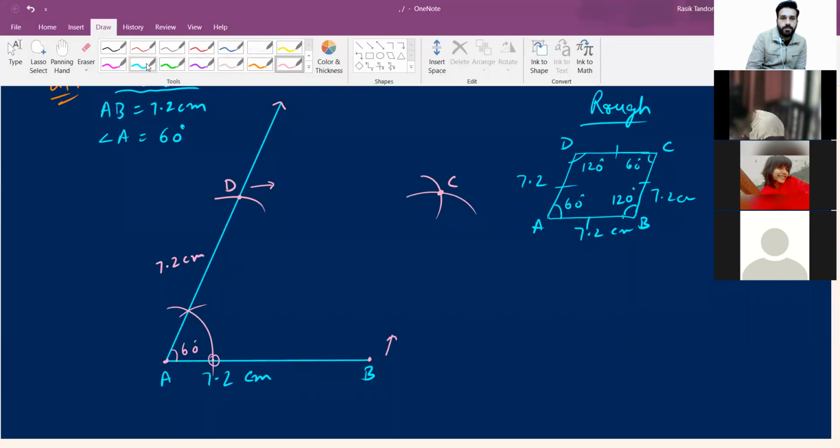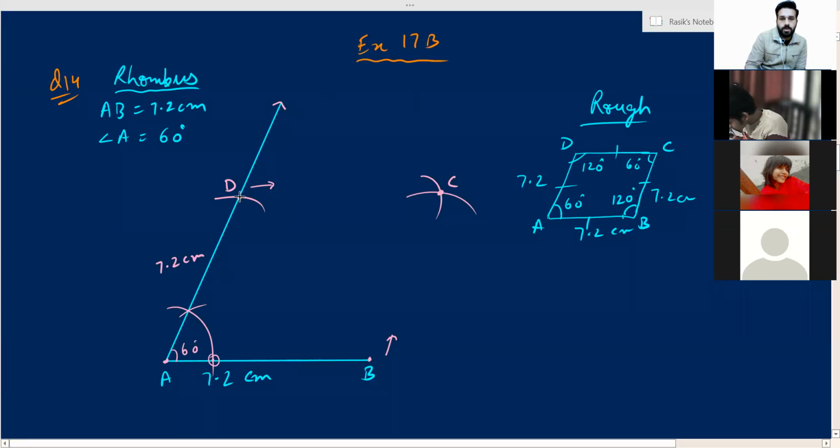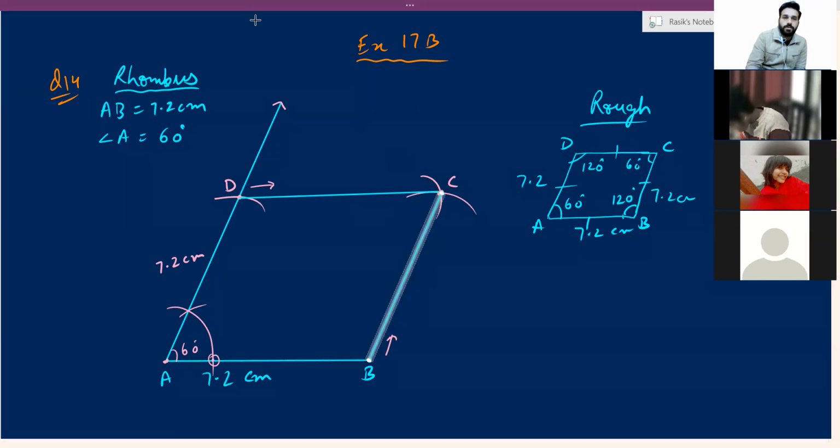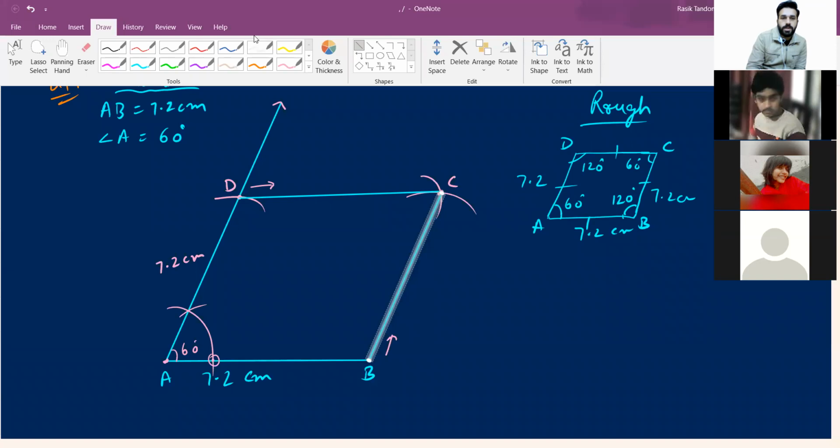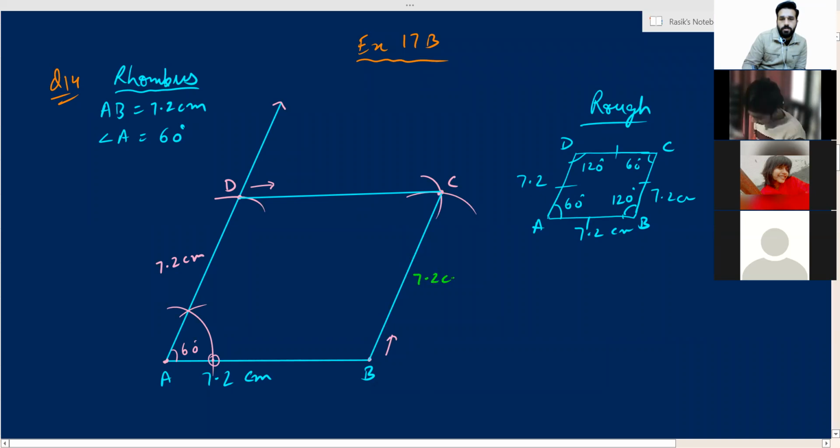We are using the properties of a rhombus. In all the questions, very good questions, we are using the properties. Very good chapter. So when you join BC and CD, you will get the required rhombus. 7.2 centimeters, 7.2 centimeters, and angle is 60 degrees. Done. Good. Post your answer in the group.